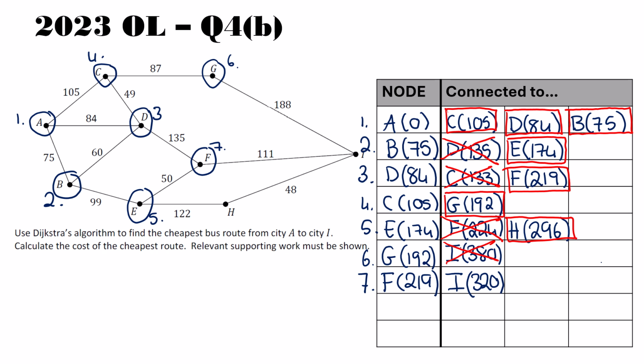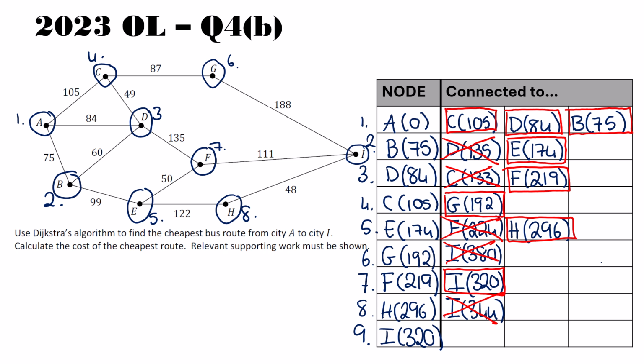That is 296. It becomes our 8th node locked in. So H is our 8th node. The only thing you can do from H is to get to I, which is 48, which is 344. We have a duplicate of I, so we get rid of the bigger one and we lock in our I at 320. That is our final step. So there's our node. I know I've kind of blocked it with my numbers.